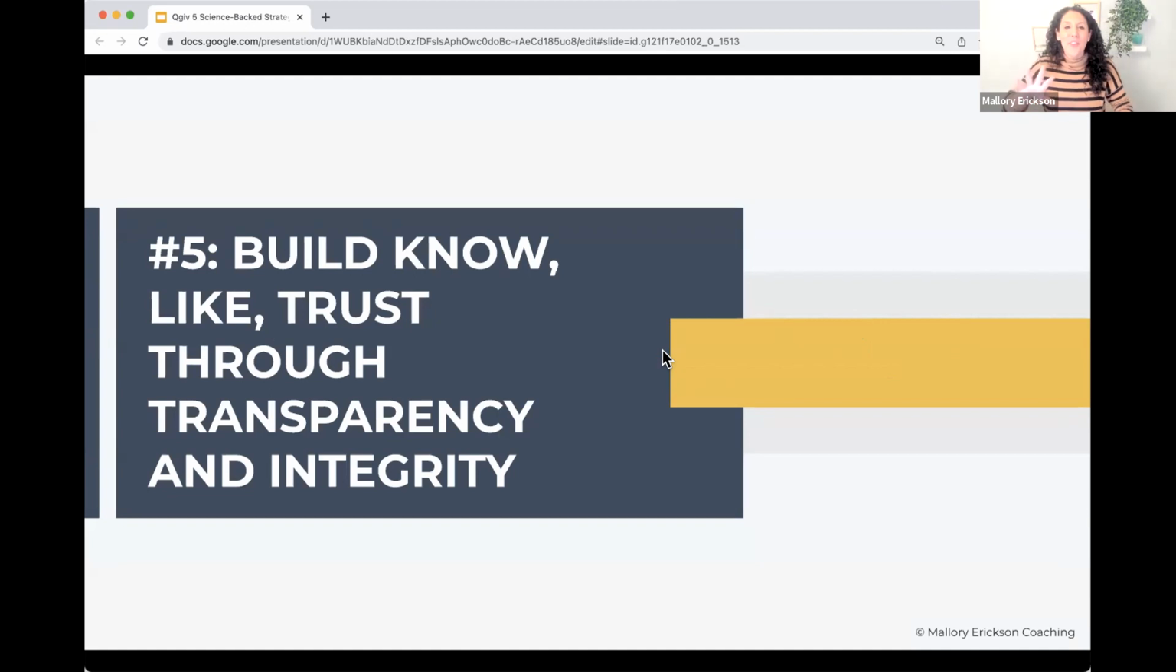Okay. So the fifth one here is build know, like, trust through transparency and integrity. So you guys, my mind is getting blown a little bit around this concept right now. When I was being trained on how to fundraise and how to lead a nonprofit, there was so much drilled into my head around needing the perfect impact report and needing the perfect pitch deck, and needing to build trust by really demonstrating that you have it all together. The reality is, we know from the science that trust is actually built through transparency, through honesty.